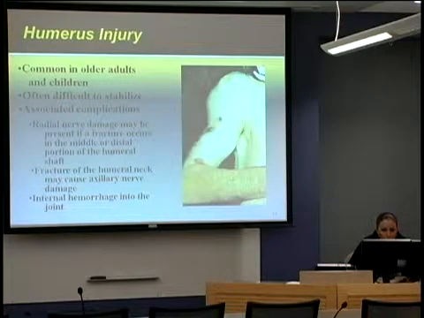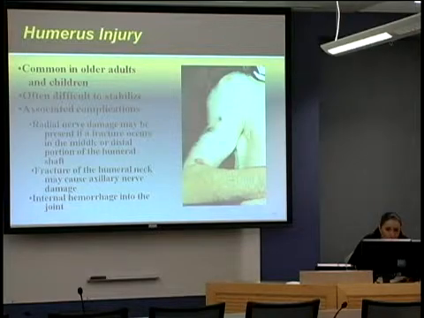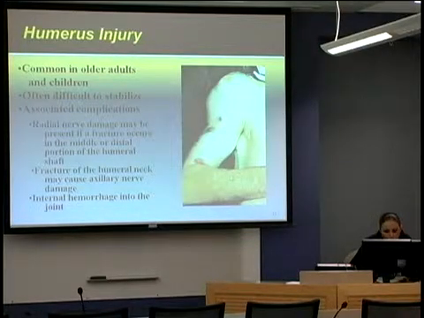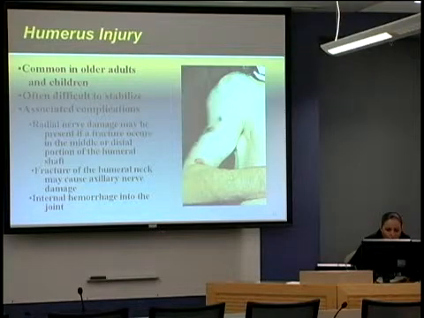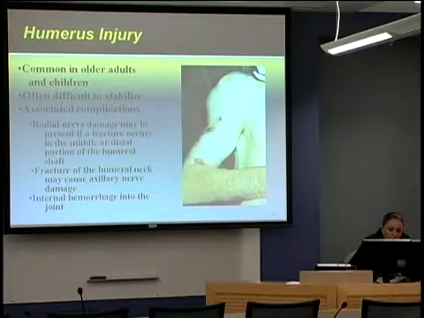Humerus injury. These injuries are common in older adults and children. These are often difficult to stabilize. There are a few associated complications that I would like to point to. One of them is radial nerve damage, which may be present if a fracture occurs in the middle or distal portion of the humeral shaft. Fracture of the humeral neck may cause axillary nerve damage, and internal hemorrhage into the joint may occur as well.